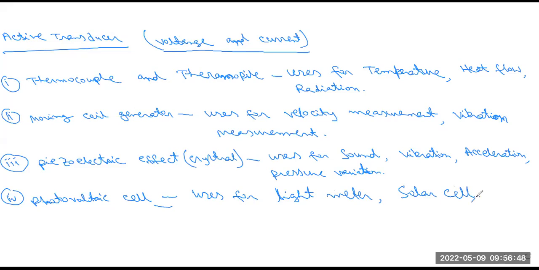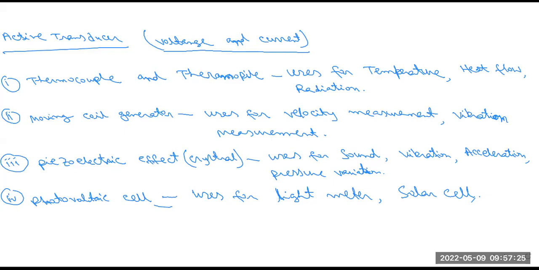So this photovoltaic cell, you know, is a solar cell. During the daytime, when the sun rises, the light falls onto the solar cell, and the cell works using this light or heat energy, which is converted to electrical energy. So using this photovoltaic cell, you can easily use it as a transducer, and it is also used in light meters.